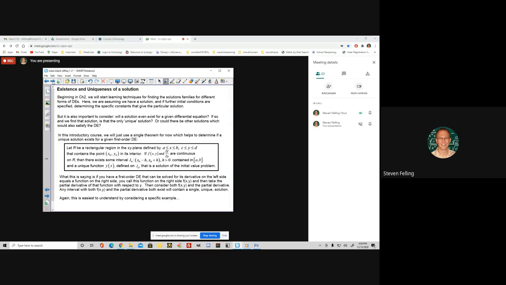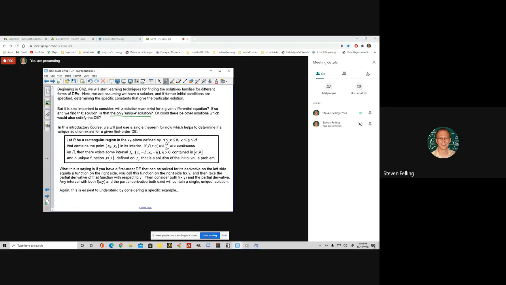So beginning in chapter 2, we're going to start learning techniques for finding the solutions. Here, we're just assuming we have a solution. And if we have further initial conditions, then we can determine the constants to give a particular solution. But another important thing to consider is, will a solution even exist, right? Okay, if so, and we find that solution, is that the only solution, or what we call a unique solution? Or could there be other solutions that would also satisfy the differential equation besides the family of solutions that we're finding?